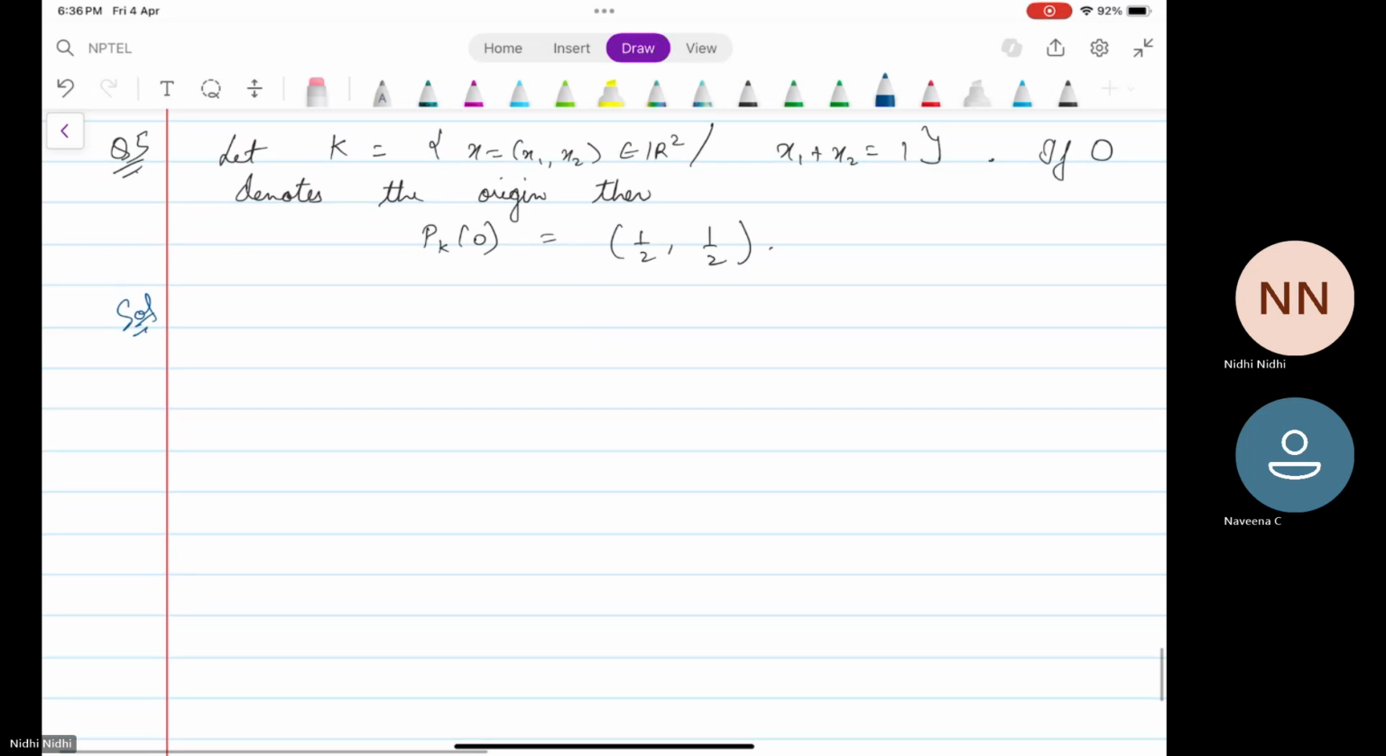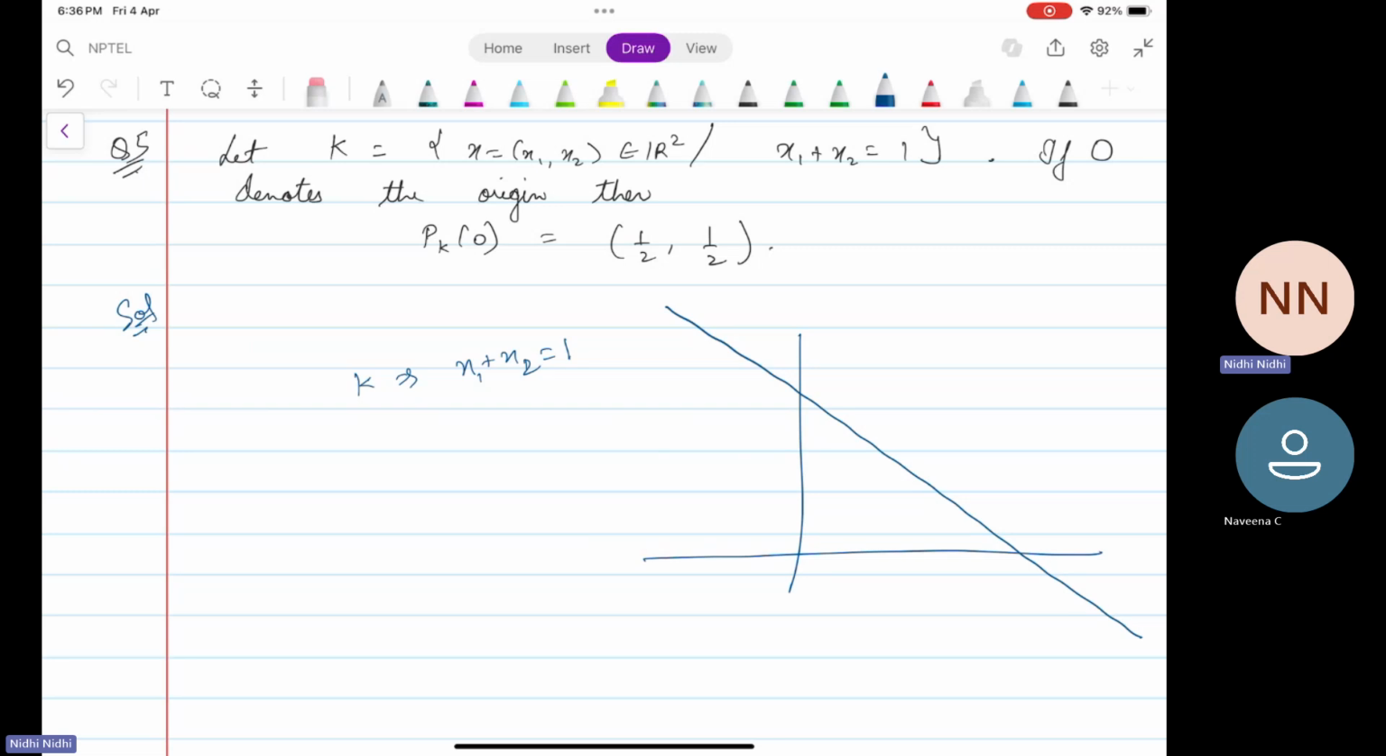So let's firstly plot the points of K. K has the points which lie on the line x1 plus x2 equals to 1. This is a straight line. All points lying on this line are in K. We need to find a point on this line which is nearest to the origin. If we draw some orthogonal, or we can say perpendicular, from the line to the origin, that point P will give us the nearest point.